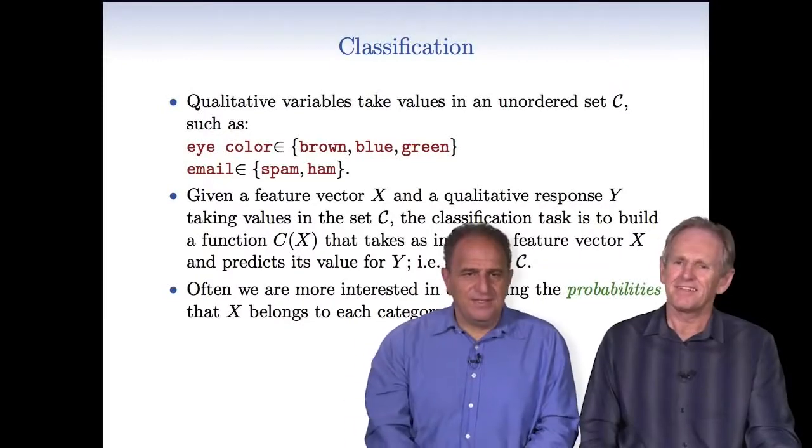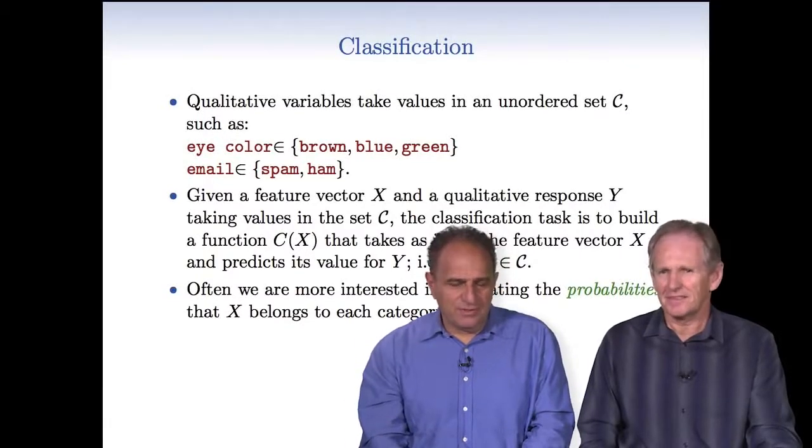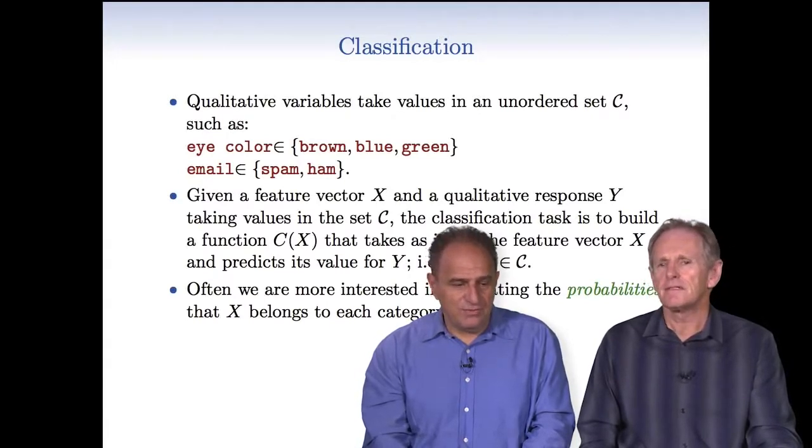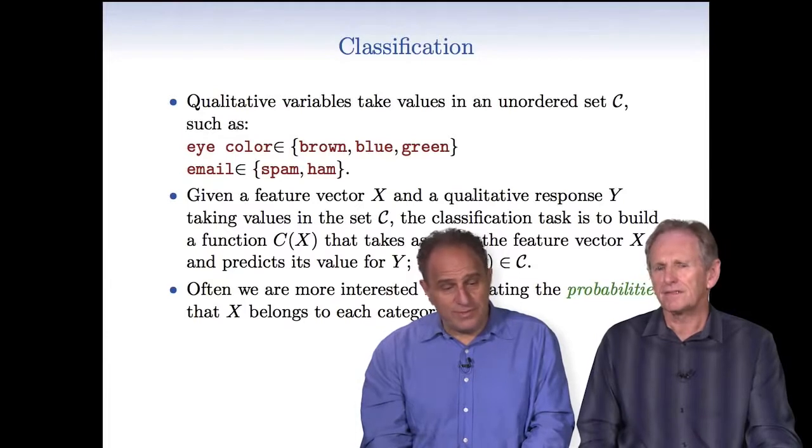Welcome back. So in the last section of the course, we talked about this situation where the response was quantitative or regression. In this section, we're going to talk about classification, where the response variable has two or more values. And this is actually a very commonly occurring problem, probably more commonly occurring than regression.